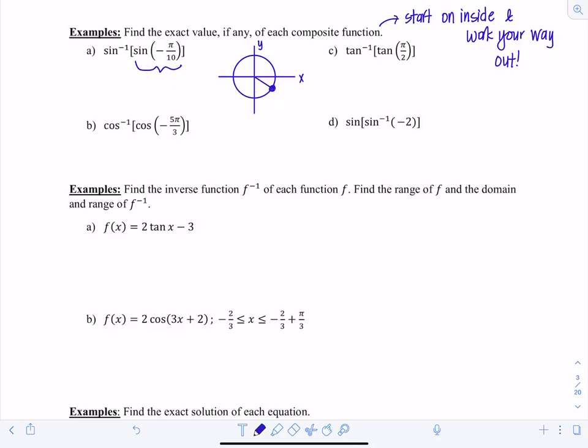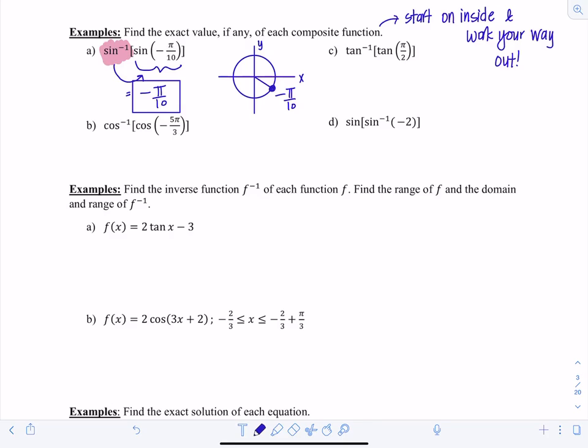Then I take sine inverse of that exact same ratio. So I'm just going to get back the angle I started with. Since negative pi over 10 is within the range of sine inverse, it's between negative pi over 2 and pi over 2, then when I apply the inverse and I compose it with the original function, I'm just going to get back negative pi over 10, which I started with. Okay.